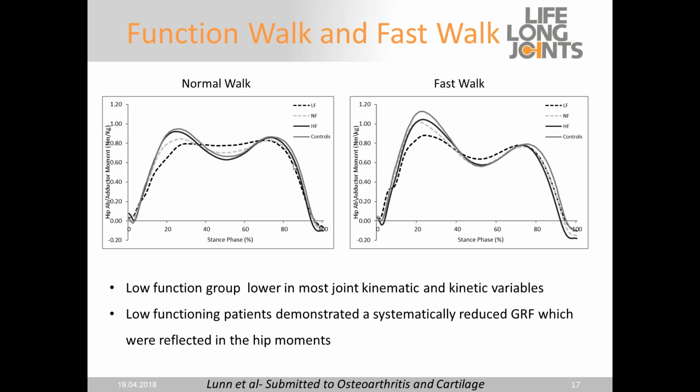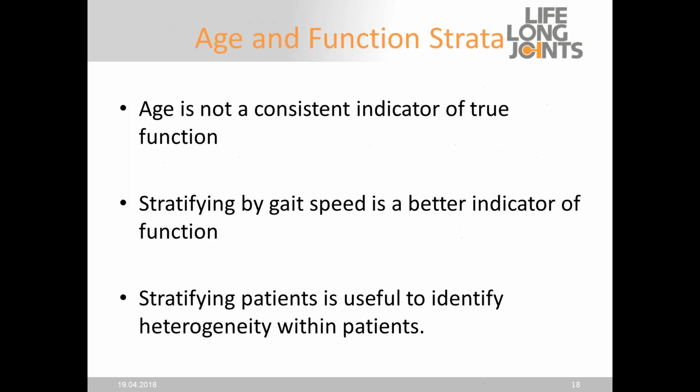And these findings were also reflected in the joint contact forces, which we'll move on to in the next few slides. So looking at the age and function strata overall, we see that age is maybe not a consistent indicator of true function, or that stratifying by gait speed and other biomechanical characteristics might be a better indicator of the true function of patients.